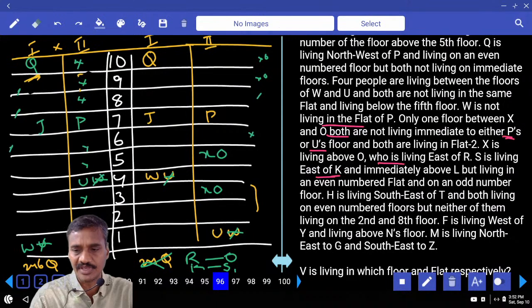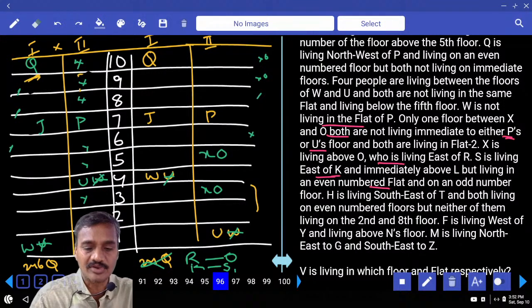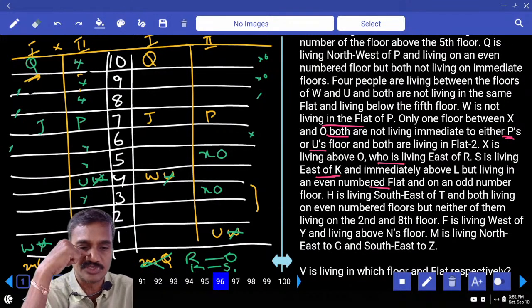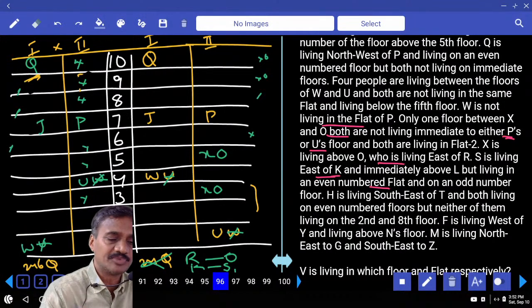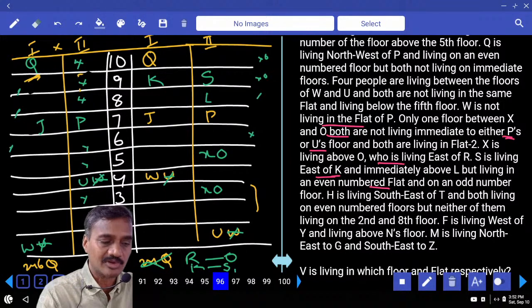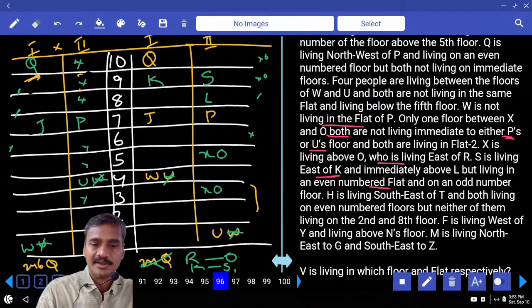S is living to the east of K, immediately above L, but living on an even numbered flat. S is on an even numbered flat and an odd numbered floor. Let us take the possibilities here. Odd numbered floor, even numbered flat: 9th floor, 2nd flat, there is a possibility. 7th floor not possible, 5th floor not possible, 3rd floor not possible. So what is the only possibility we have? S is on the 9th floor, 2nd flat, to the east of K, and immediately above L. Next, R and O must be 2.